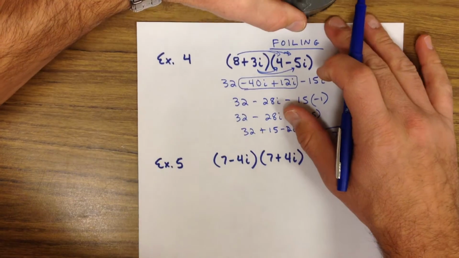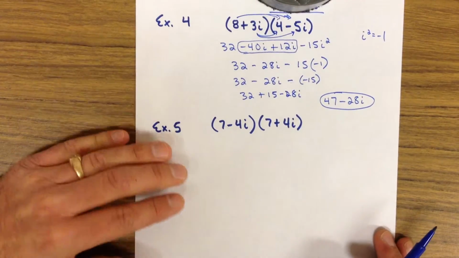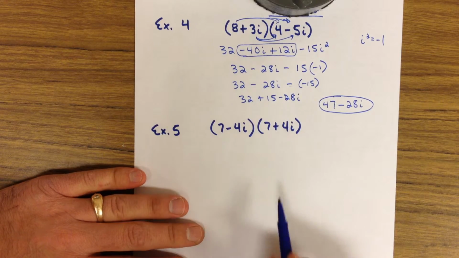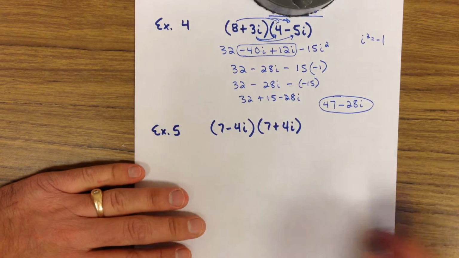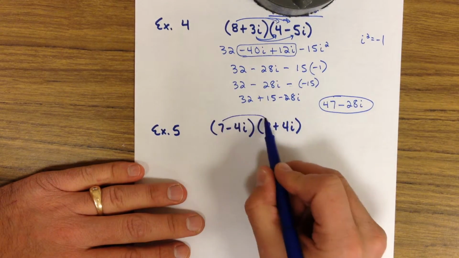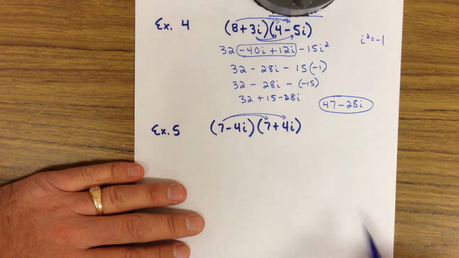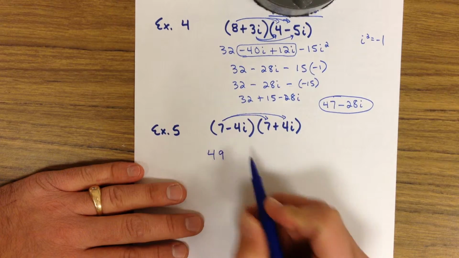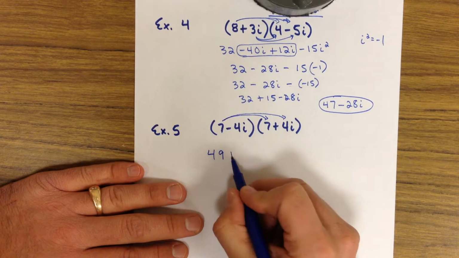Okay, lastly, again, the only difference about these two is the middle sign. We've done these before. This is really a difference of squares pattern. The only difference is the middle, and we're going to see what happens. So 7 times 7 is 49. 7 times 4i is 28i.